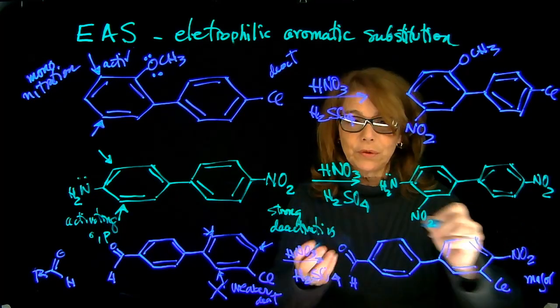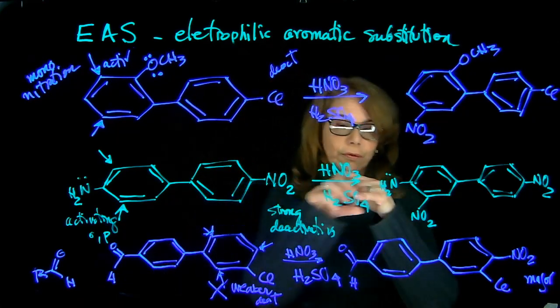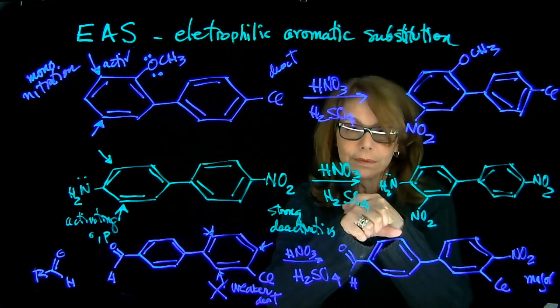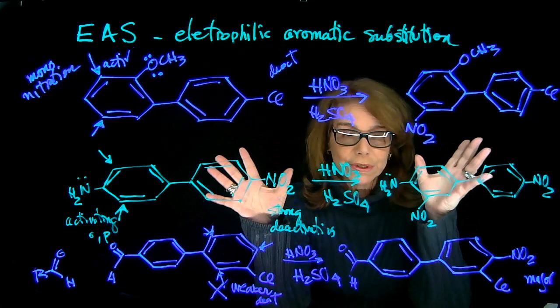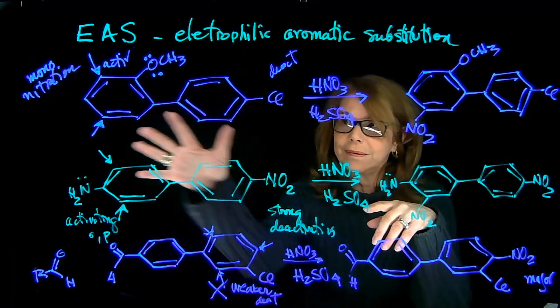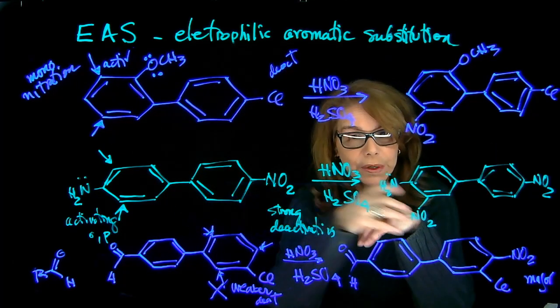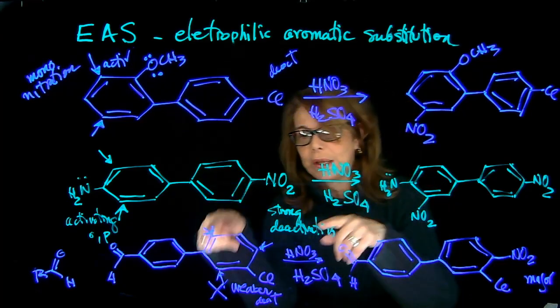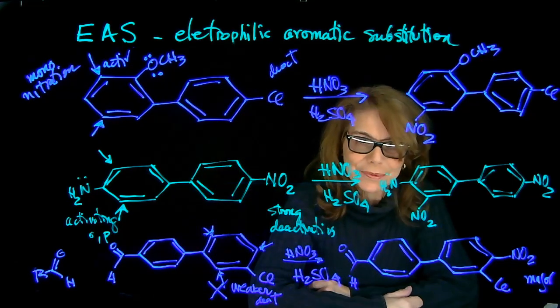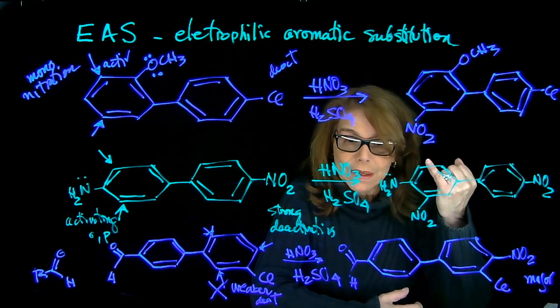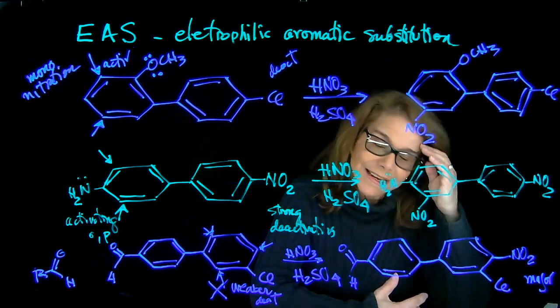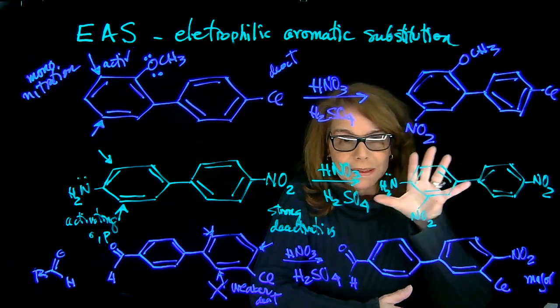Again, we have used the same strategy. Reagent: what is your electrophile? You're installing a nitro group. Analyze the two rings to determine which ring is most activated, or in this case, least deactivated. That's where the substitution is going to go. Analyze directing effects, electronic effects, and steric effects to determine the major product.